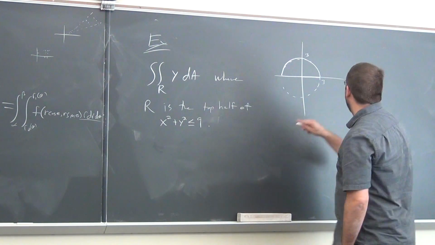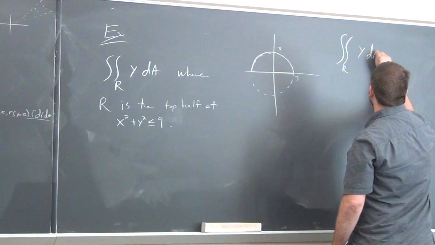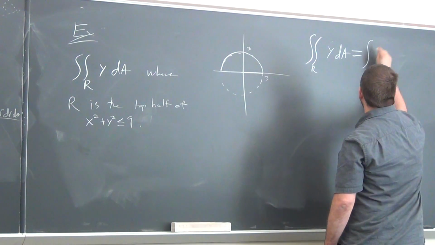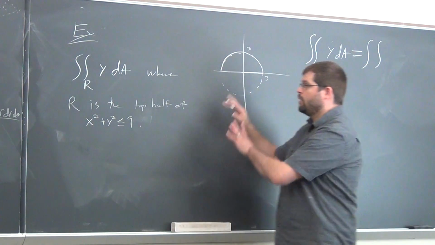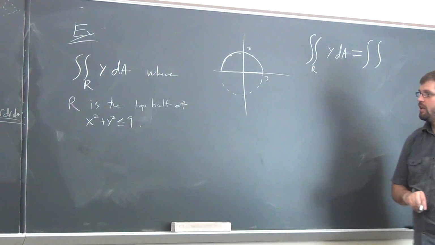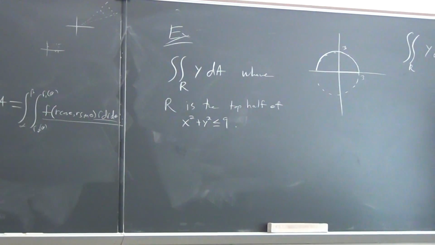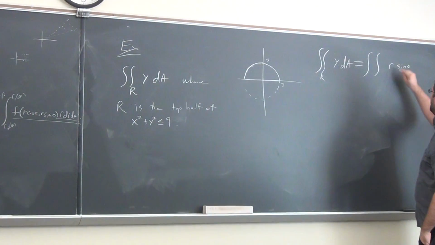Okay. So now we take our double integral of y dA, and we're going to shift over to polar coordinates. And so before we even worry about the bounds, we just do this, right? So what does the y become? R sine. R sine. And the dA?